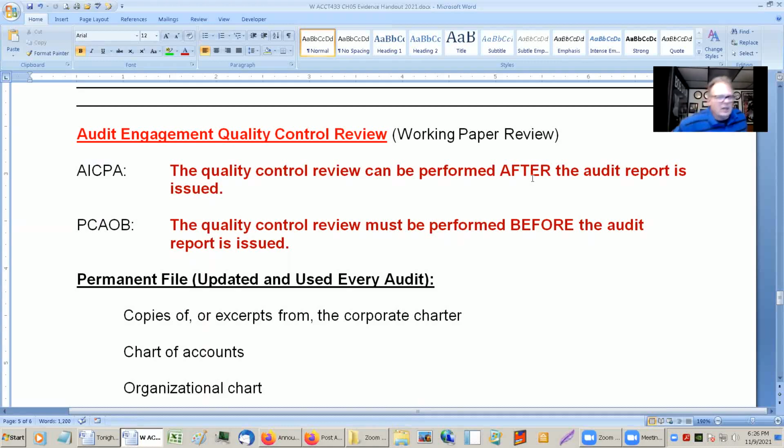And by the way, this quality control stuff for both the AICPA and the PCAOB is really big stuff now. This is stuff they test you on. So AICPA, you can do it after. PCAOB, you must have it done before the audit report goes out.